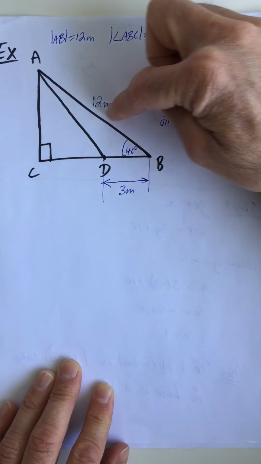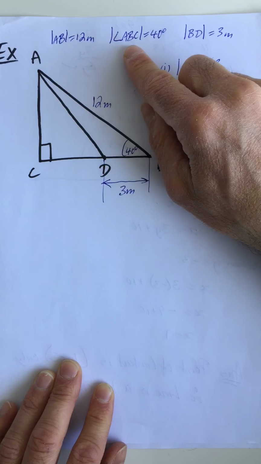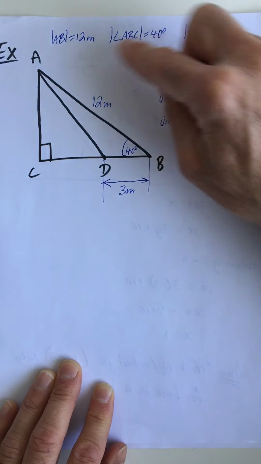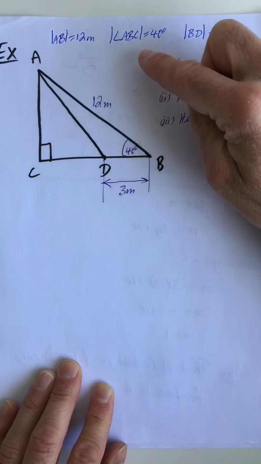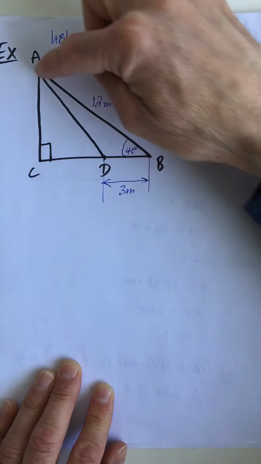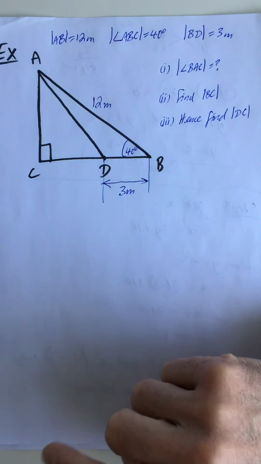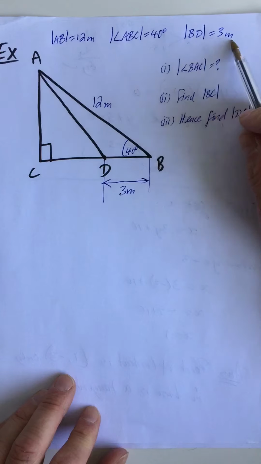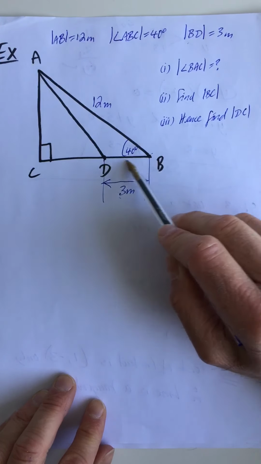We're given that AB is 12, so the distance from A to B is 12. It's in the picture. We're also told that the size of angle ABC is 40 degrees. The middle letter is B, that's where the corner is, so A to B to C is 40 degrees. And we're also told that the distance from B to D is 3 meters.